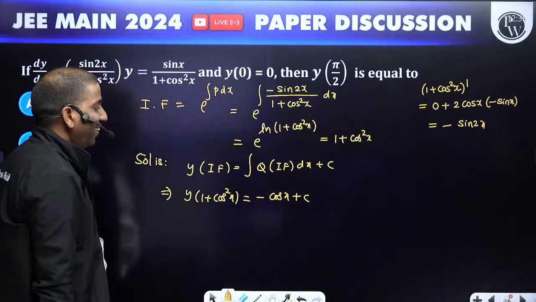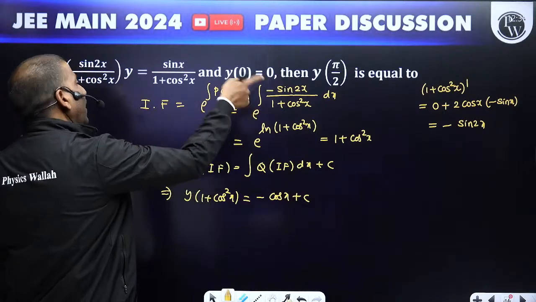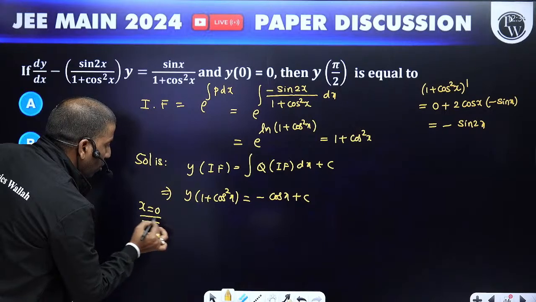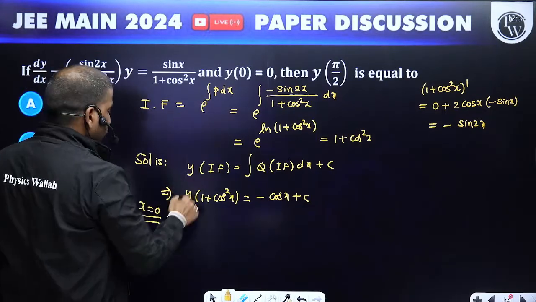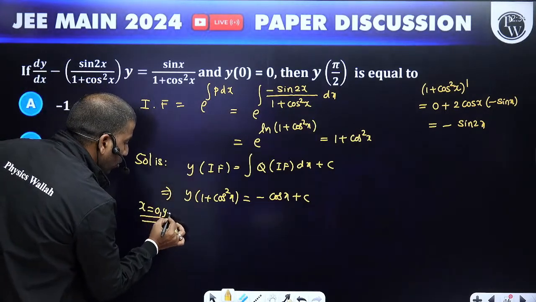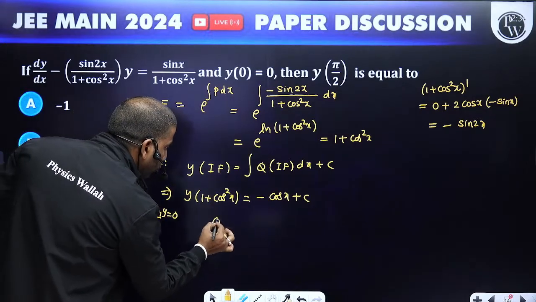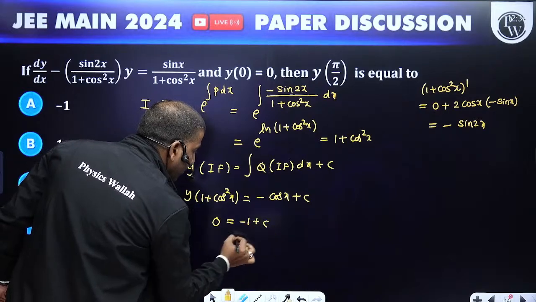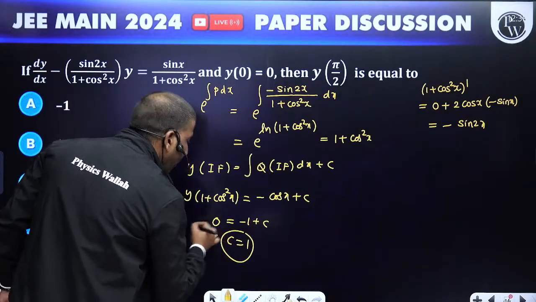That's all. But y at pi by 2 they are asking. x is equal to 0, put x is equal to 0, my dear students. y is also 0. x is equal to 0, y is equal to 0. So this will become 0 is equal to minus cos 0, which is 1, right? Minus 1 plus c. C is equal to plus 1.